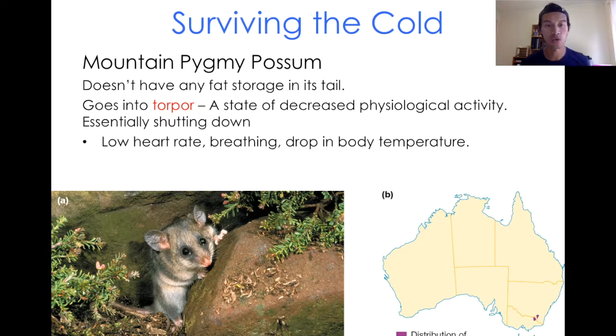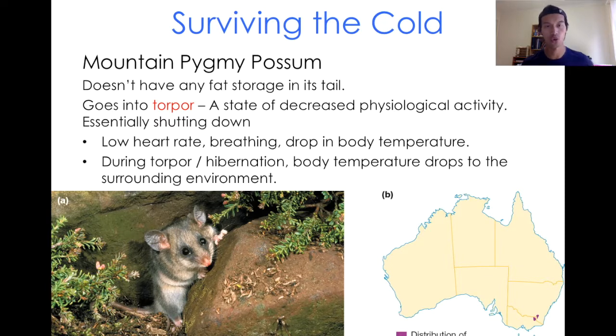A few other things: they also have a lower heart rate, so the breathing drops, and then therefore the body temperature drops to almost your surrounding temperature. And during the torpor hibernation, it matches the surrounding environment, and it basically becomes like a cold-blooded animal, not requiring a whole lot of energy to survive, but not being able to do a whole lot either.